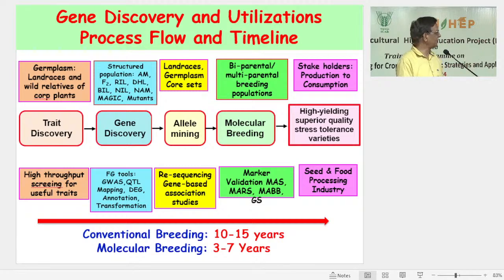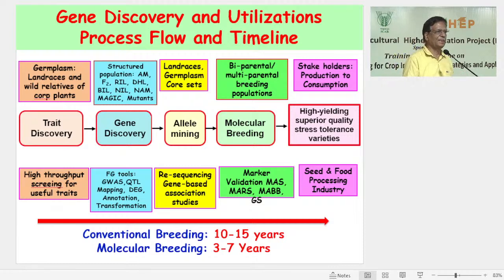So how will you identify them? You have to screen for that. Suppose you want to find a gene for a particular disease resistance, then you take thousands of varieties and artificially inoculate them with the disease, and then you find one variety which has disease resistance. But we may not have other things which are good. That is called trait discovery. We find the source of the donor varieties which have a particular trait. So this is the first step, because the genes are present in the germplasm.